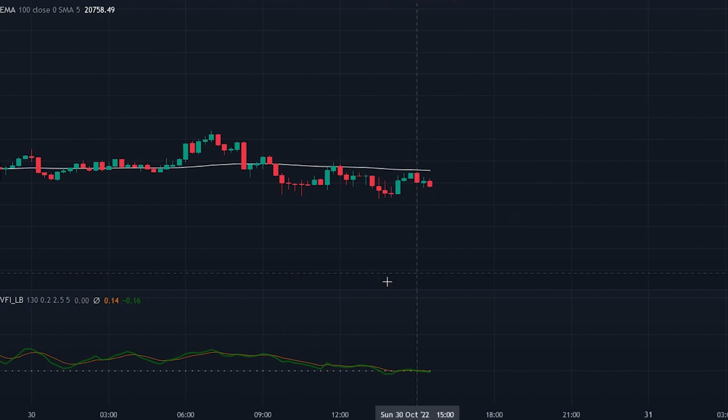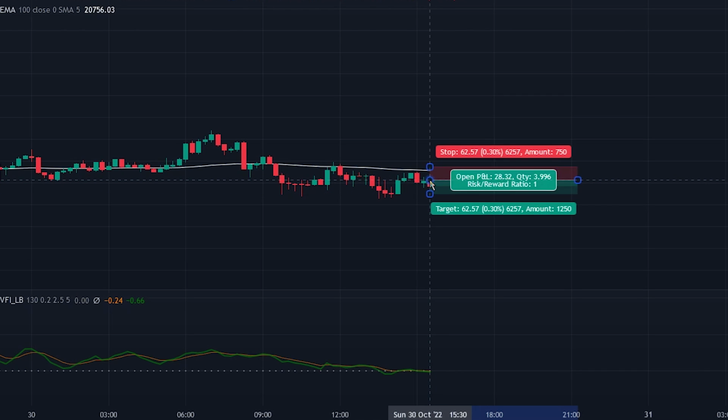As we can see here, the volume flow indicator crossed below the 0 line. We also see that the price is trading below the 100-period exponential moving average. All of these signals indicate that the market has entered a bearish trend. We enter the position at the point where the volume flow indicator crossed below the 0 line.